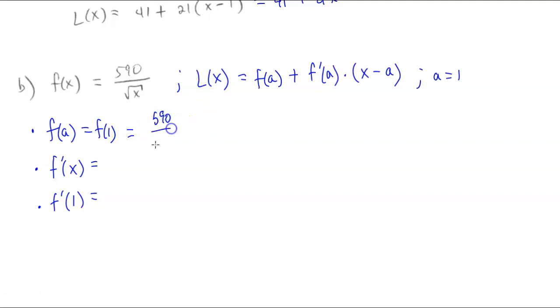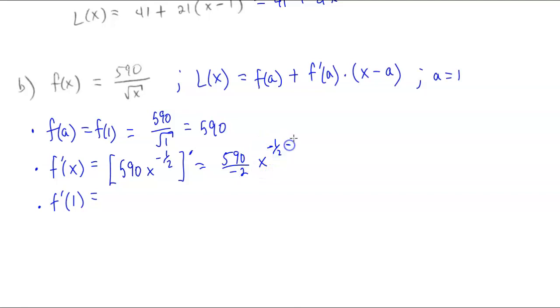So we plug this in. Of course, this will just be 590 here. The derivative of this function would be the derivative of 590 times x raised to the negative 1/2. And that will be 590 divided by negative 2 times x raised to the 1/2 minus 1. I'm just going to write 1 as 2 over 2.